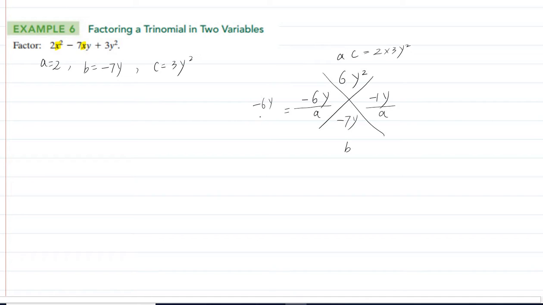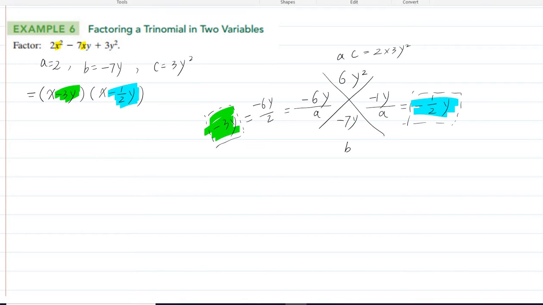That would be negative 6y divided by 2, which gives me negative 3y. Then here, that would be negative 1/2 y. So we're going to get those two numbers. So I can say that will be just equal to, once I factor them, x minus 3y, x minus 1/2 y.